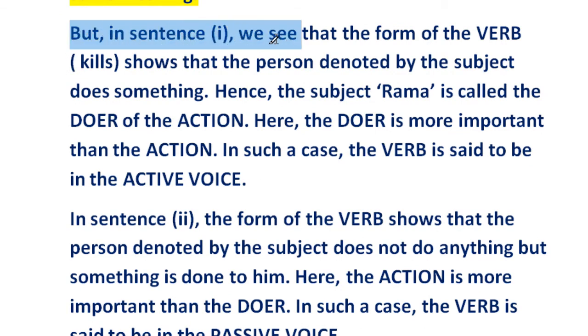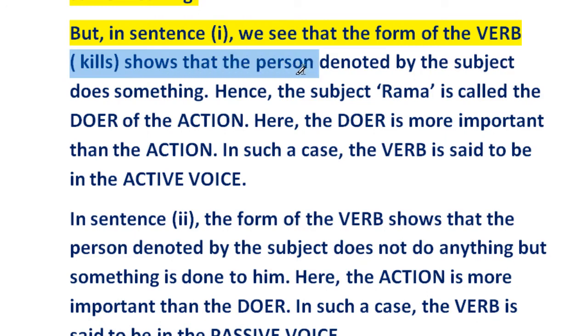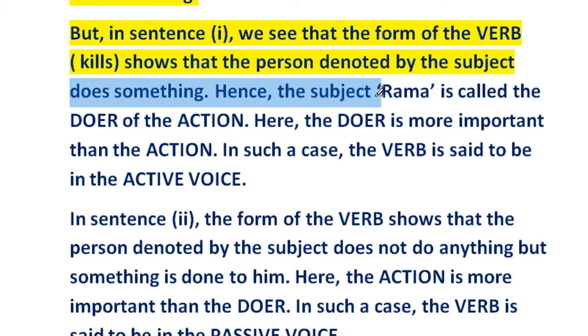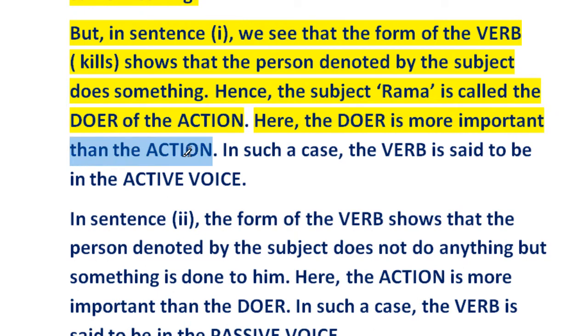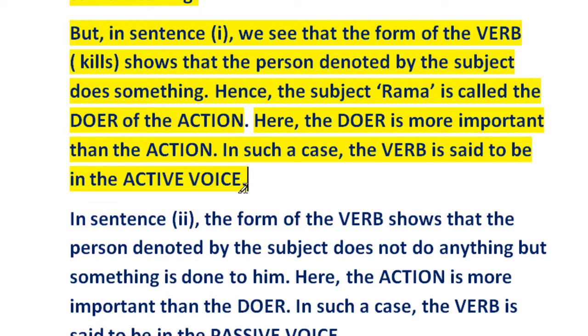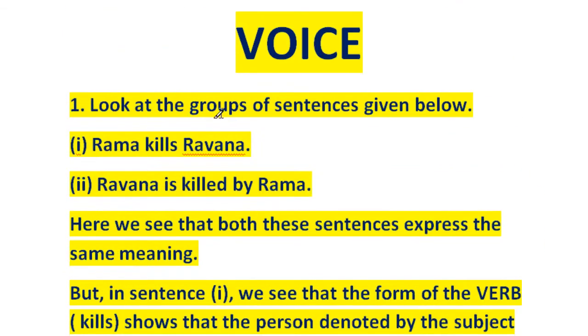But in sentence first, we see that the form of the verb kills shows that the person denoted by the subject does something. Hence, the subject Rama is called the doer of the action. Here, the doer is more important than the action. In such a case, the verb is said to be in the active voice. Let us see in the first sentence, the doer denoted by Rama. Rama is the doer. So, the doer denoted by the subject does something. He kills Ravana.